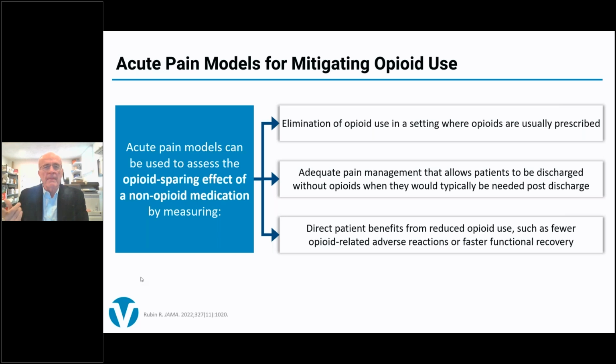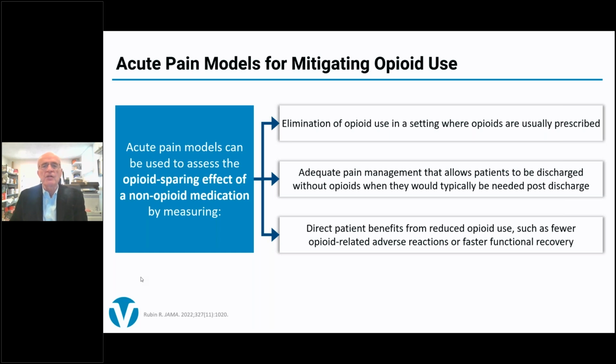As I said, I wanted to mention that the FDA has come out with some guidance on studying non-opioids and how to differentiate them from opioids in some of the acute pain models. You still have to demonstrate efficacy and safety if you are looking for drug approval, but there are additional considerations for non-opioid analgesics, and that may be as primary endpoints, and that is the elimination of opioid use in the setting where opioids are usually prescribed as an objective of the design of a new non-opioid.